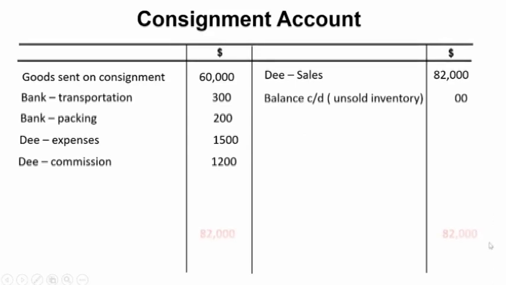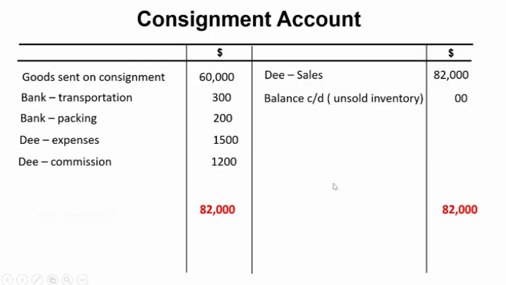Now we have to balance the account. Balance is 82,000 on both the sides. Now if the debit is more than the credit, the difference is loss. If the credit side is more than the debit side, the difference is called profit.